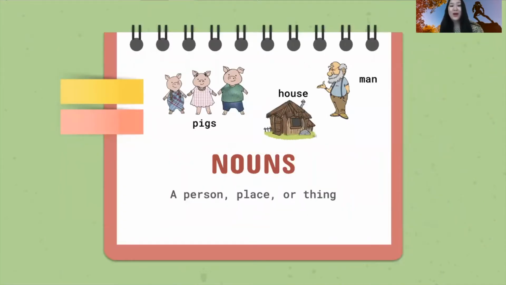Nouns are a person, place, or a thing. For example, nouns would be pigs, house, a man. A house is a thing, a man is a person. These are all words that we use very commonly. I use them all the time, and I'm sure you use them as well.